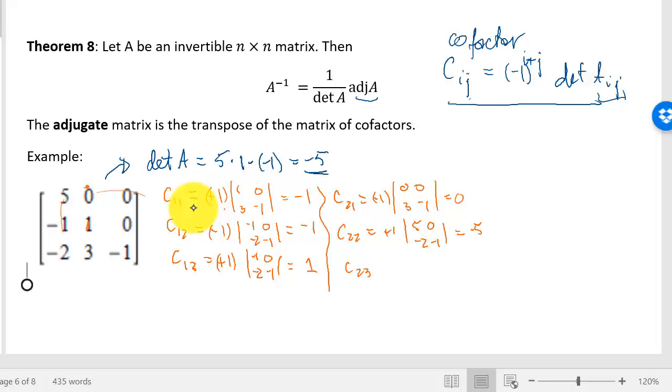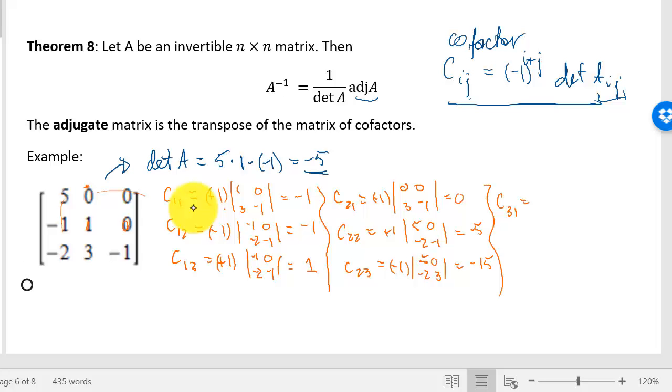And C23, which is going to equal -1. And then the submatrix for this is going to be 5, 0, -2, +3. So that gets a 15 with a negative. Okay. So one more row.